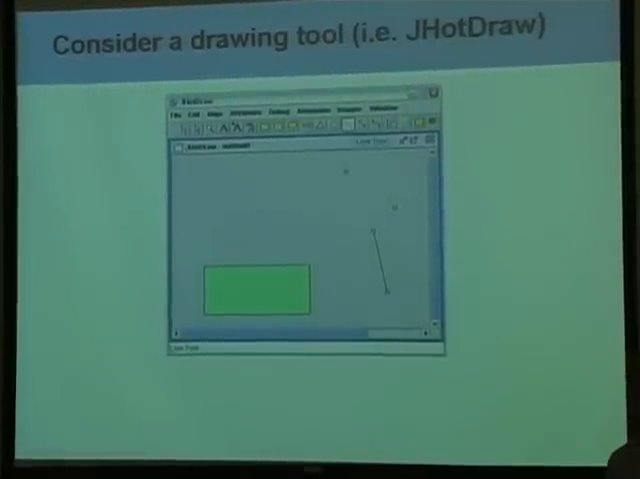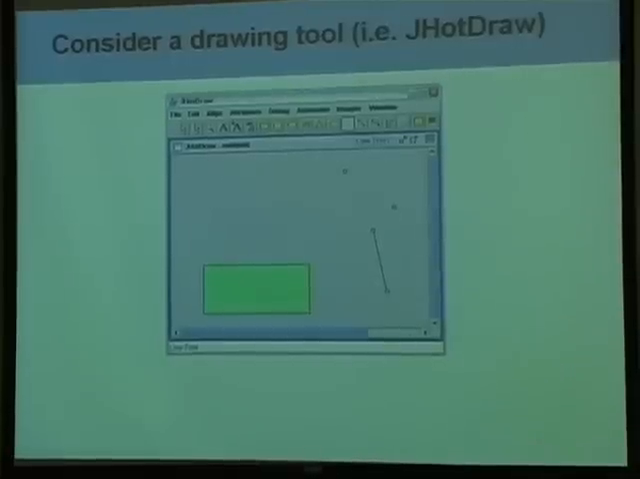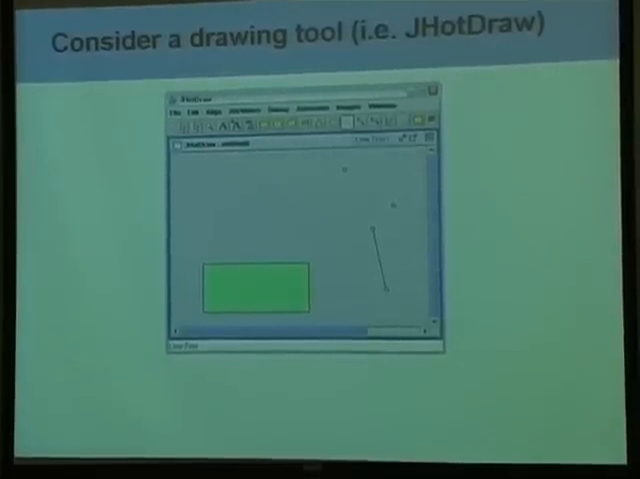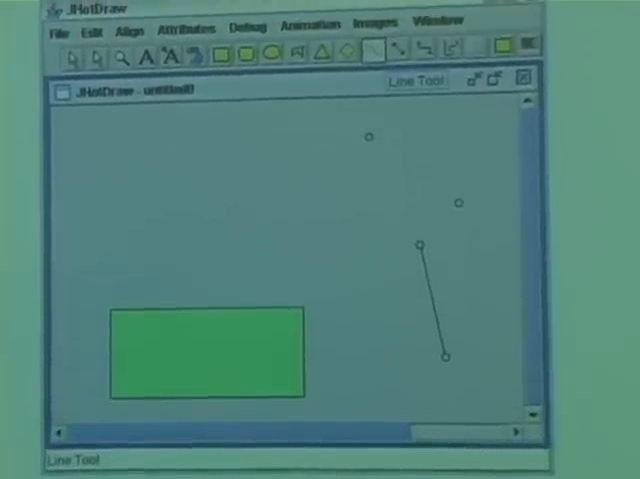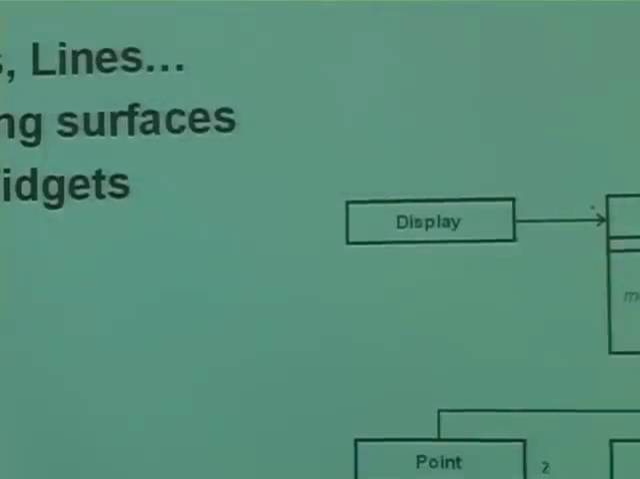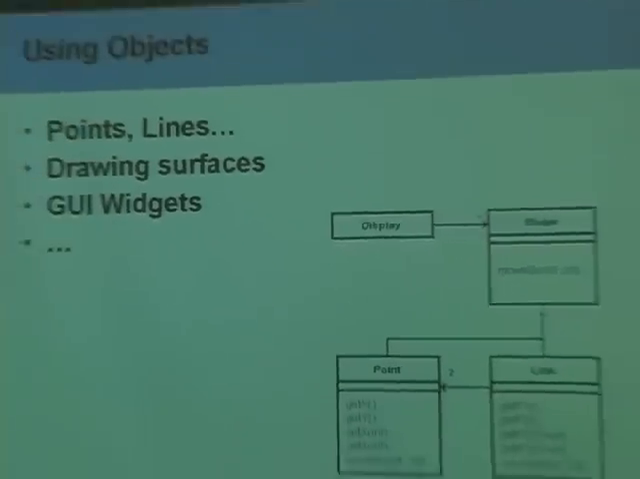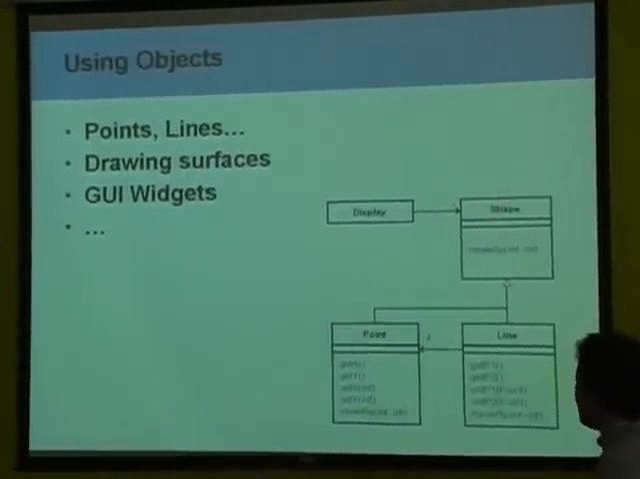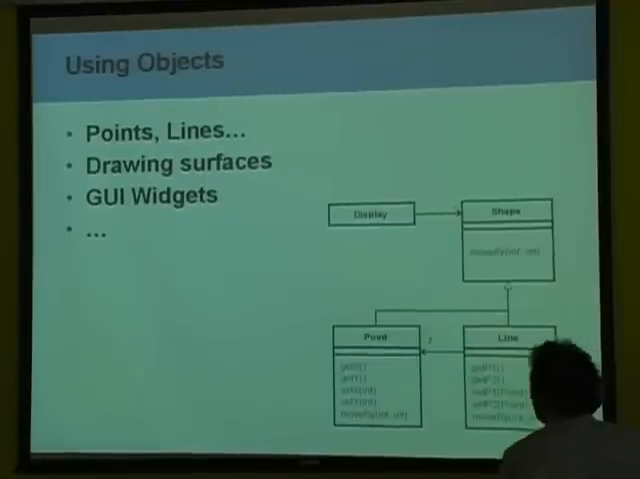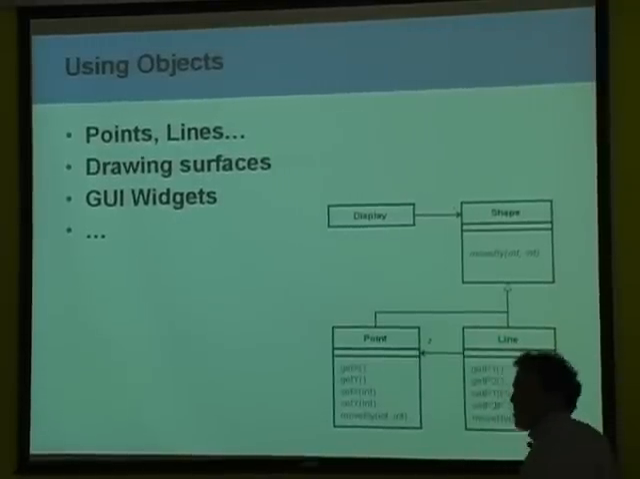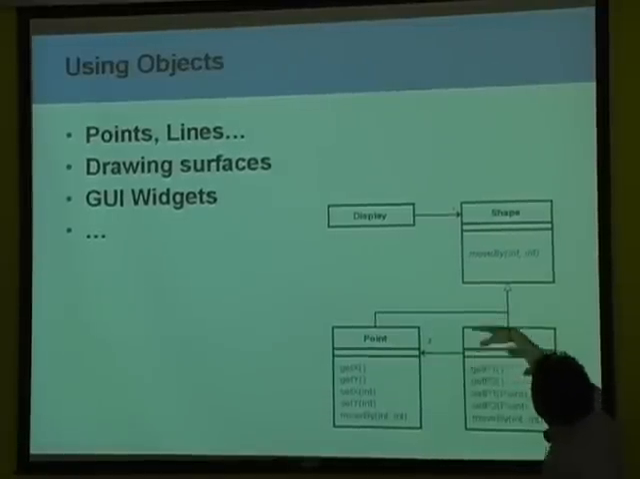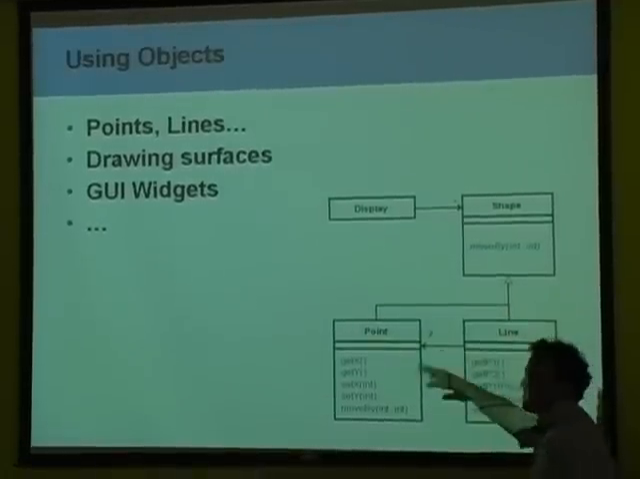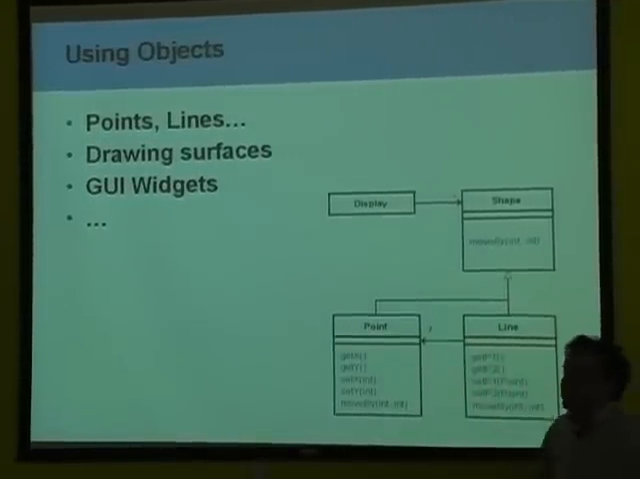imagine a simple drawing tool, JHotDraw. Some of you have seen this example before countless times, I apologize. And imagine trying to think about the design for that. You probably start thinking in terms of objects, and maybe points and lines. And if you think about it for a while, you maybe even come up with a piece of UML that looks something like this. Or if you don't believe in UML, you can just use a napkin. You've got a display. There are different kinds of shapes, points and lines, and other kinds of shapes, dot, dot, dot.